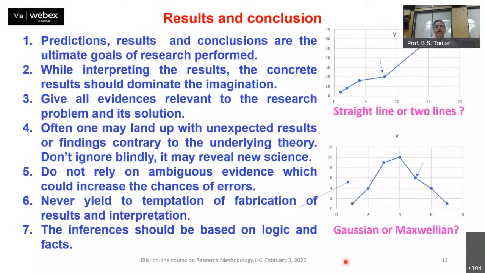So when you finally compile your results and conclude out of your results, so you predict and write your results and conclusions. They are the ultimate goals of your research. So it is like the nectar out of the Samudra Manthan, as you say. So whatever you get finally, they have to be really good quality data. The whole conclusion depends upon the data.